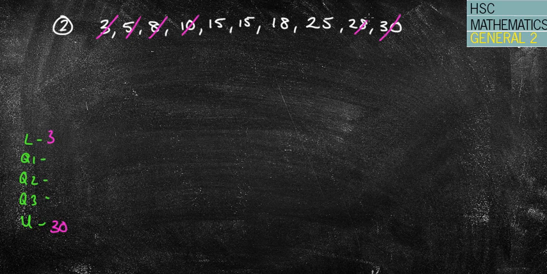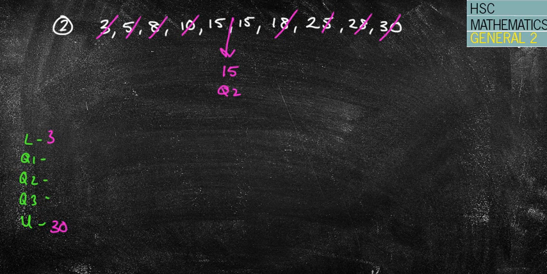That's 4. 1, 2, 3, 4. Two middle numbers this time. I'm going to add them together, divide by 2. So it's going to remain as 15. That's my Q2. Now, this is slightly different to the last question, because the last question, we actually used one of the numbers as our Q2. But here, can you see how I've drawn the middle number in, which means I haven't used the 15.